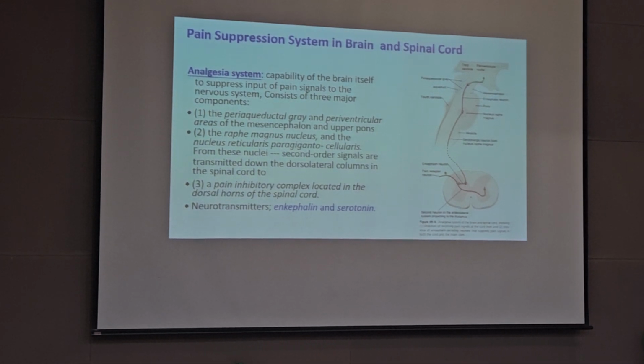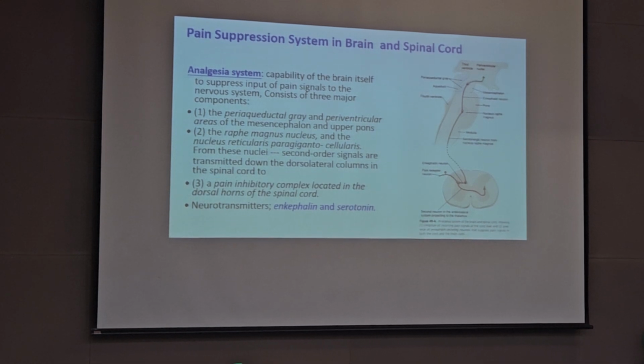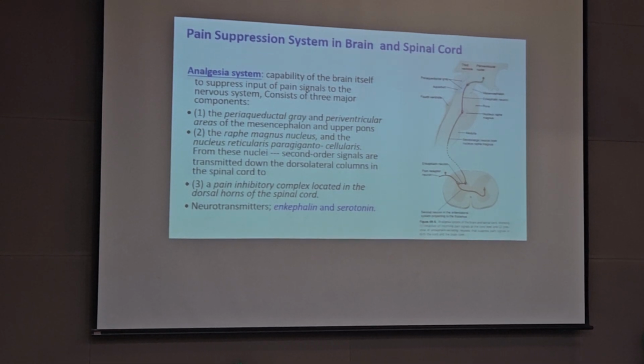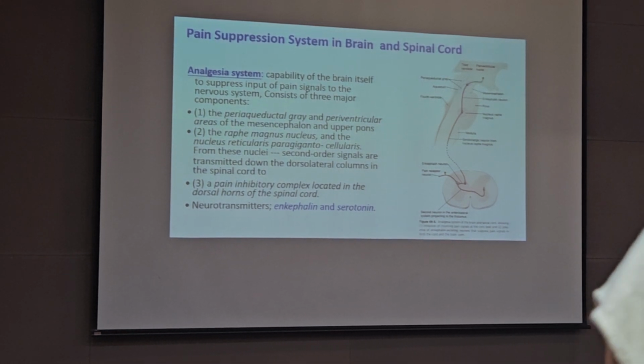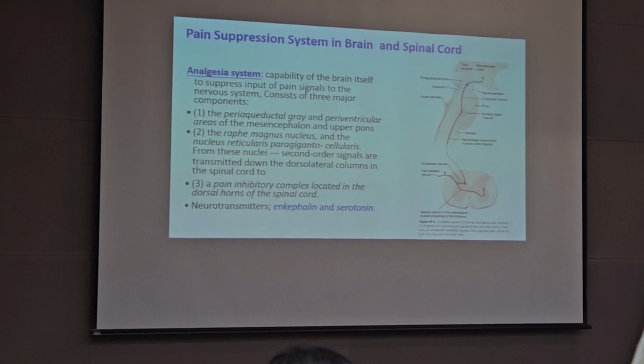Next part, the pain suppression system in the brain and spinal cord. Now we have pain. How can we treat the pain? Physiologically or pharmacologically? Just think physiologically. Block? How to block it without any medication? Medication will come later. How to stop our pain? Any traditional way, any way without medication?